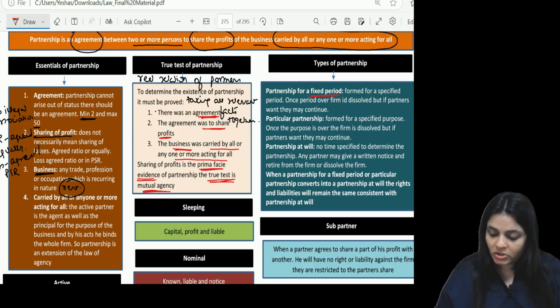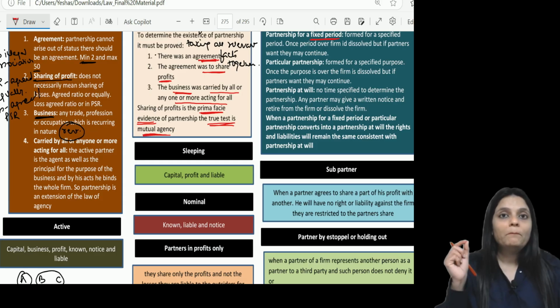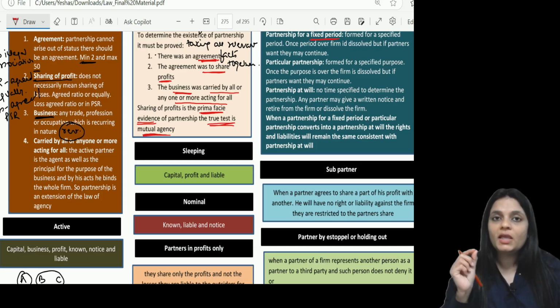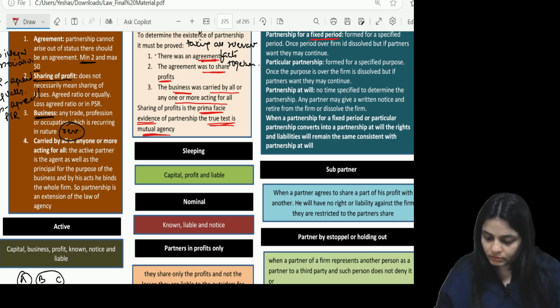The last one, partnership at will. What is partnership at will? No time is given to determine the partnership. That means we will continue as long as we want, as long as the partners want to continue the business. But it has a very unique feature: any partner can give a written notice and retire from the firm or dissolve the firm.